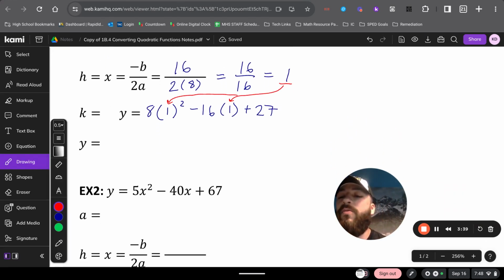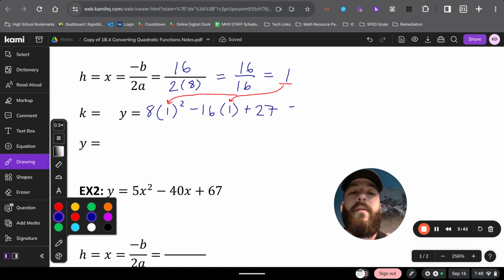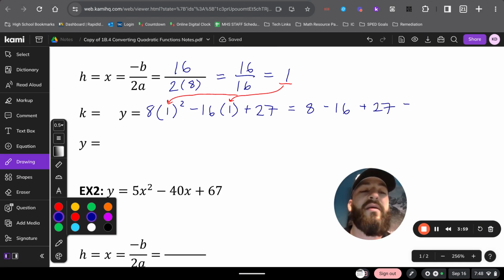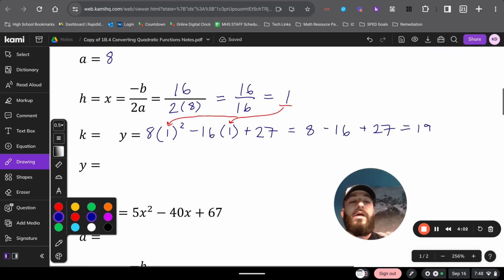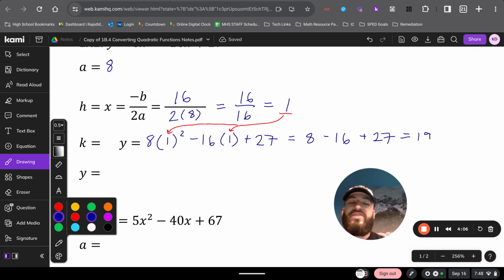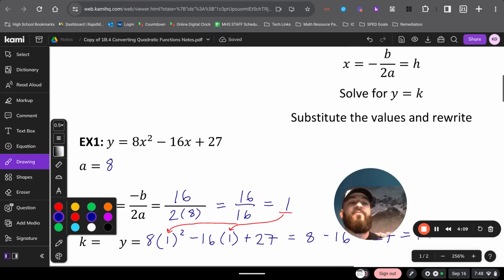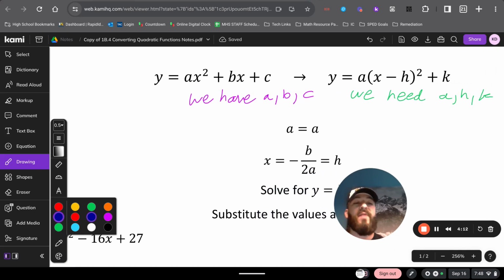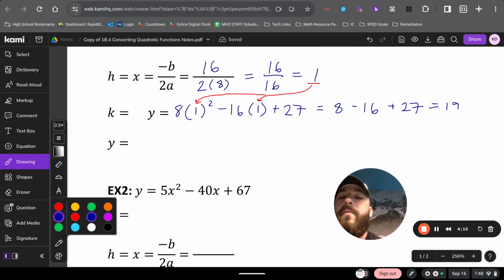So 8 times 1 squared is going to be equal to 8. 16 times 1 is going to be equal to negative 16. And then plus 27 is still just plus 27. Okay. And 8 plus 27 is 35. 35 minus 16 is going to give me positive 19. So now that I have my a value of 8, my h value of 1, and my k value of 19, I have everything I need to go ahead and plug into my vertex form. So y is equal to my a value, so 8, x minus my h value, so x minus 1 squared, and then plus our k value, so plus 19.